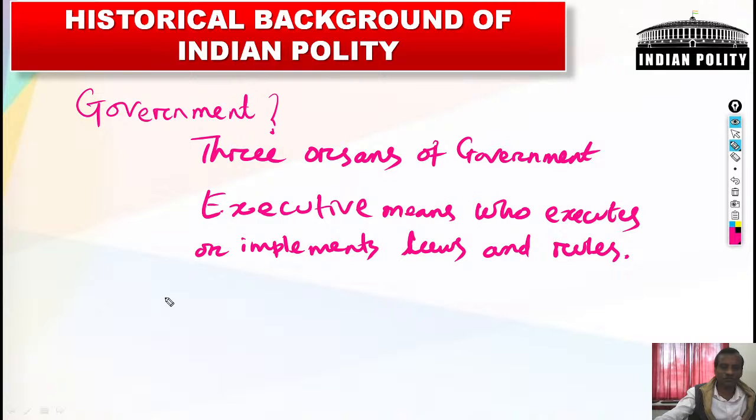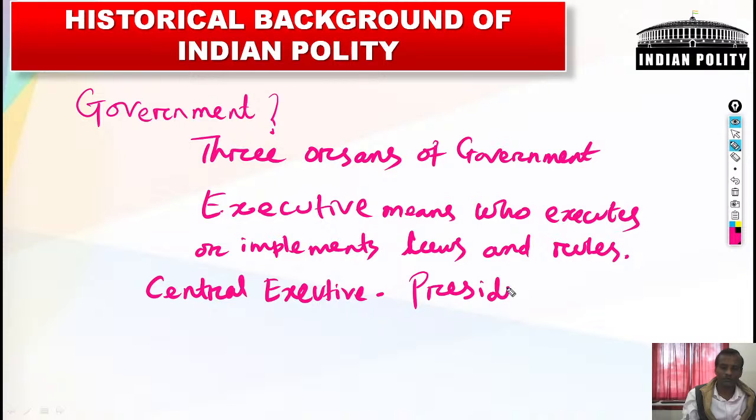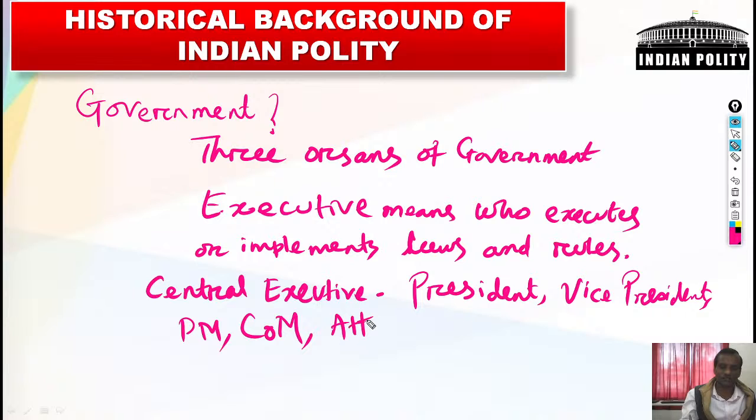There are two types of executive. One is central executive. Just have a brief idea. Central executive means the president, vice president, then prime minister, then council of ministers, then attorney general. Sometimes a question comes: who constitute central executive? These are called central executive.